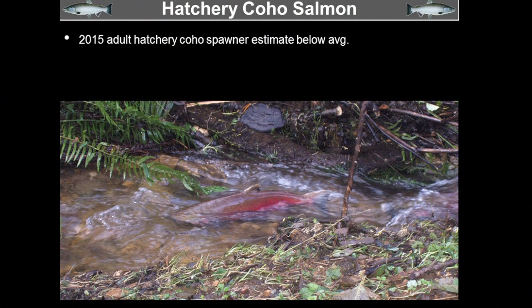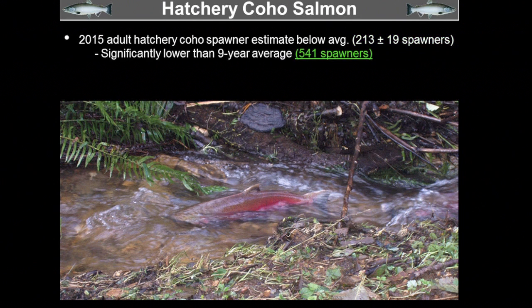After removing all hatchery coho captured at the life cycle monitoring adult traps, the 2015 adult hatchery coho spawner estimate was below average, as 213 fish were estimated to have spawned in the basin upstream of Waterhouse Falls. This was significantly lower than the average of 541 spawners in the 9 years since hatchery fish have no longer been passed at the life cycle monitoring adult traps.